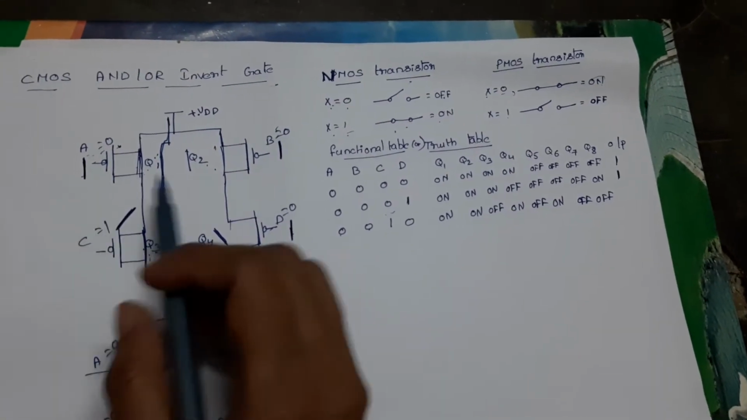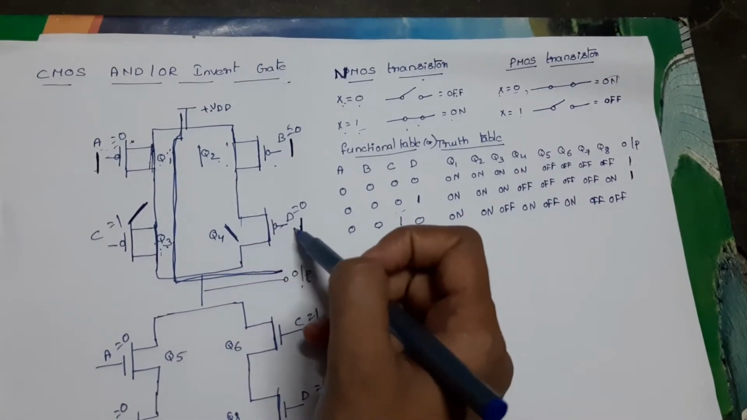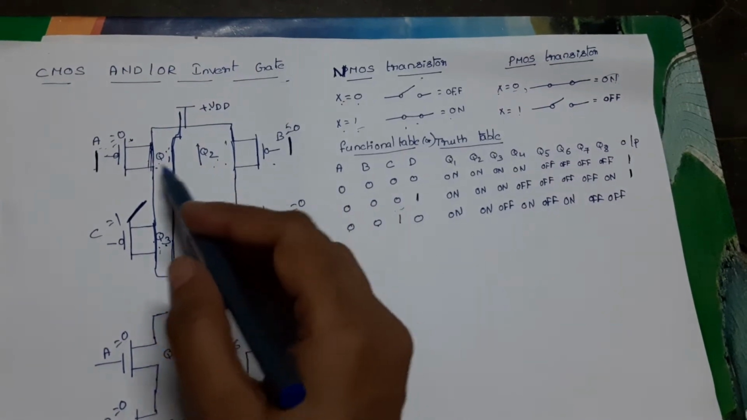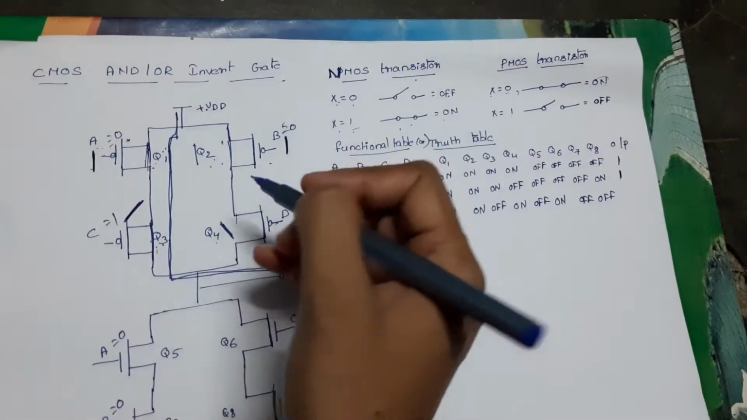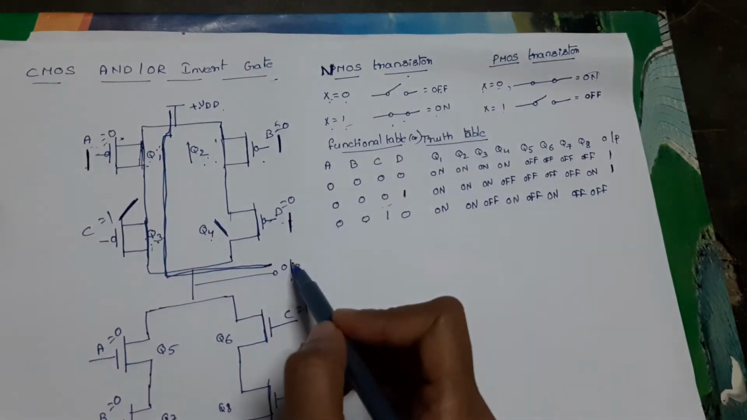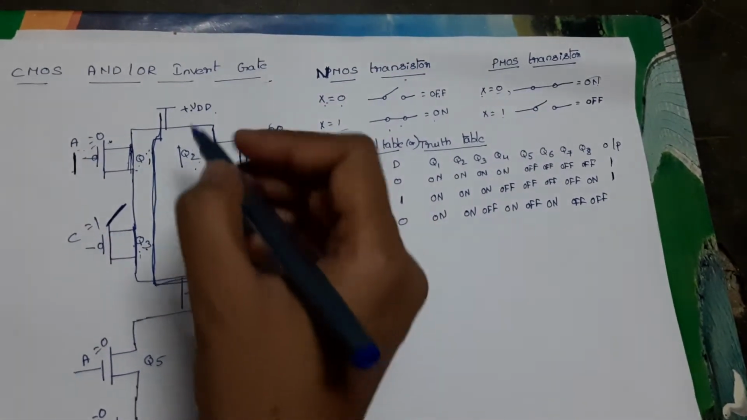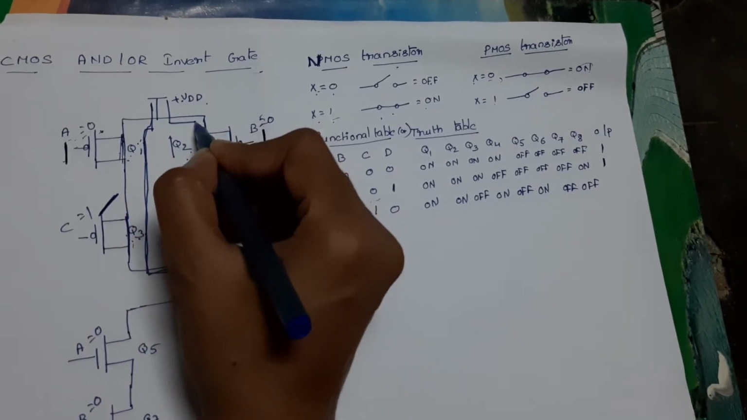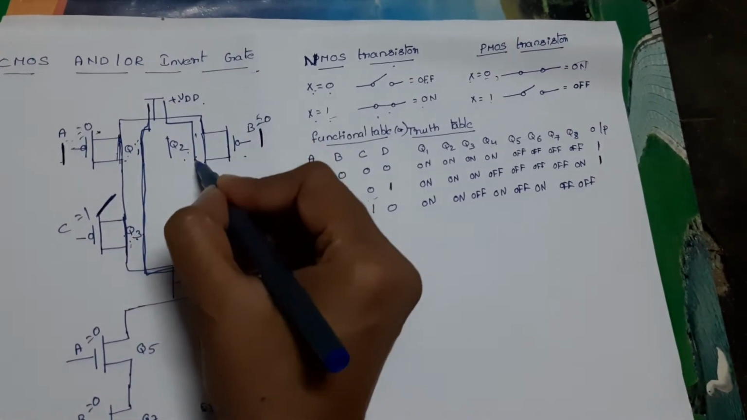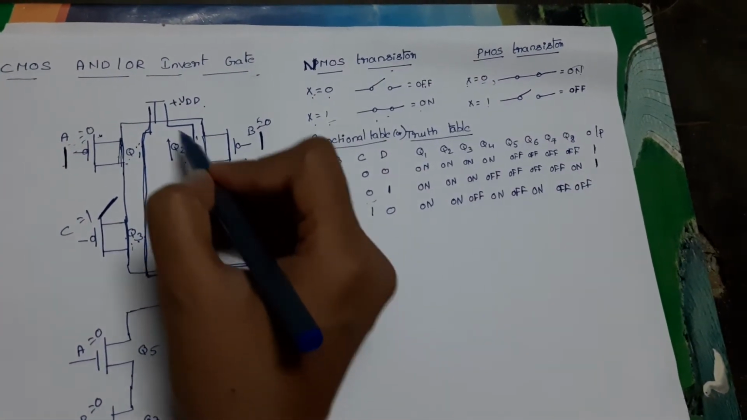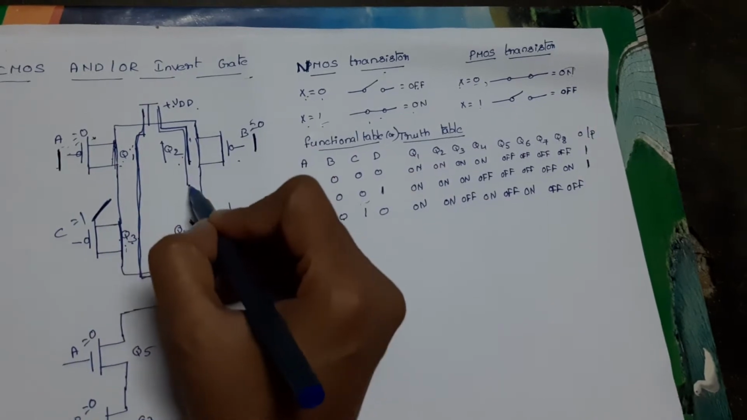So A is equal to 0, B is equal to 0, D is equal to 0. So Q1, Q2, Q4 transistors are short circuited. That means there exists a flow of voltage from plus VDD to the output terminal. So plus VDD voltage flows from here. So Q2 transistor is short circuited, so plus VDD voltage flows up to here.